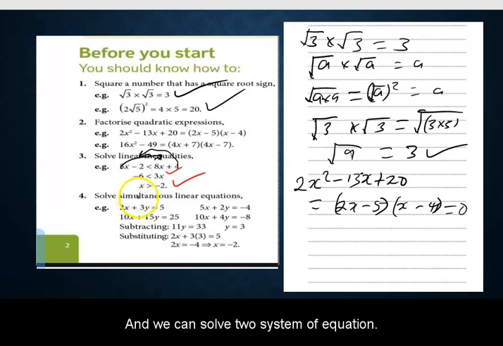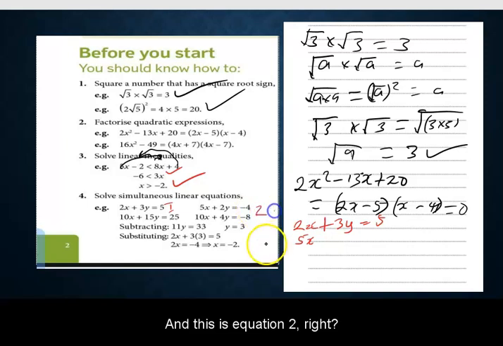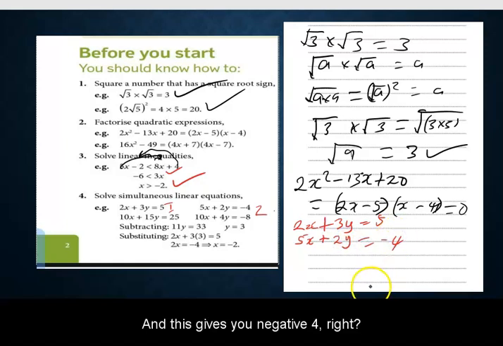So this, again, you did in IGCSE. And we can solve two systems of equations. Like we have 2x plus 3y equals 5. This is equation 1. Pay attention. And this is equation 2. Right, so we have 5x plus 2y, and this gives you negative 4.